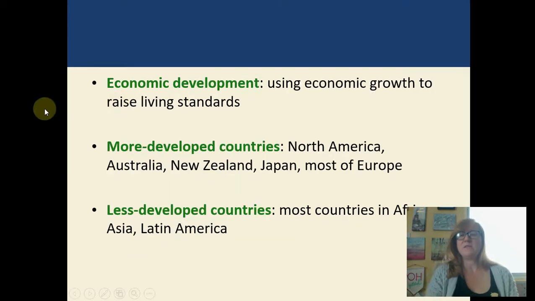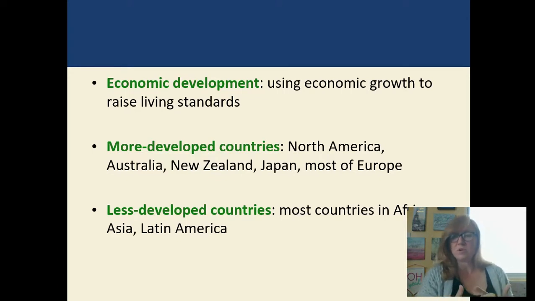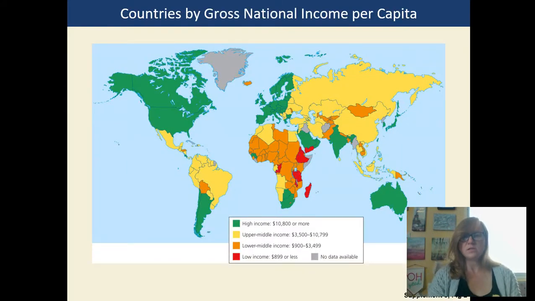When we talk about economic development, that's using economic growth to raise living standards. So more developed countries are found in North America, so like Canada and America and Australia, New Zealand, Japan, most of Europe, and less developed nations you can find in most countries in Africa, Asia, Latin America. Sometimes they refer to countries as first world or third world or developed or developing. I encourage you to search about these things and find videos about them if you want to learn more about that sort of thing.